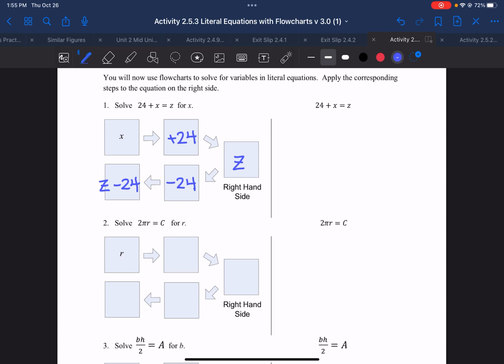We are subtracting. You want to think in your flowchart, what did you do on these bottom steps here? So first we subtracted 24. We're going to write that down on both sides of our equal sign. Our equal sign, remember, like the balanced scale has to stay balanced. 24 minus 24 is 0. Those cancel out. I'm left with x on this side equals z minus 24. So my answer is x equals z minus 24.